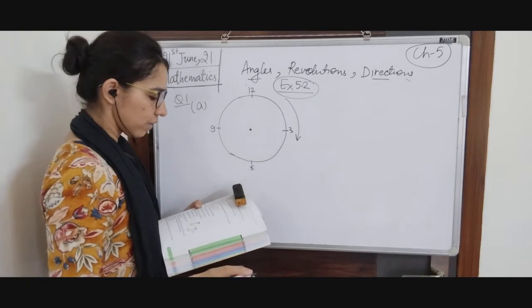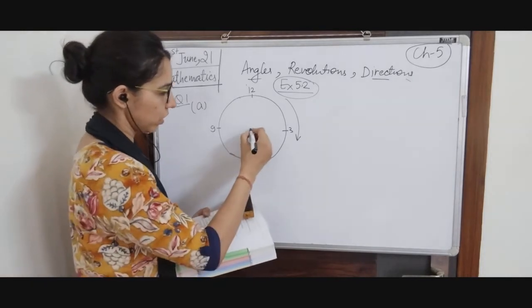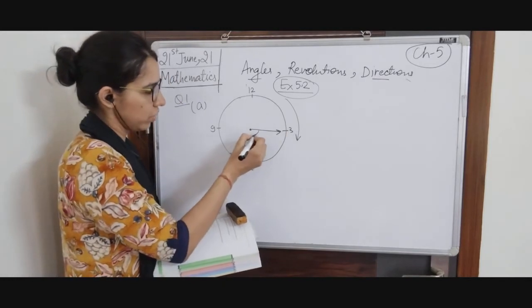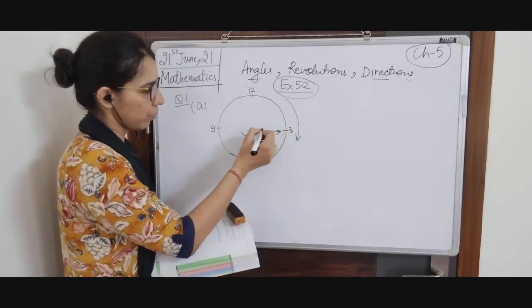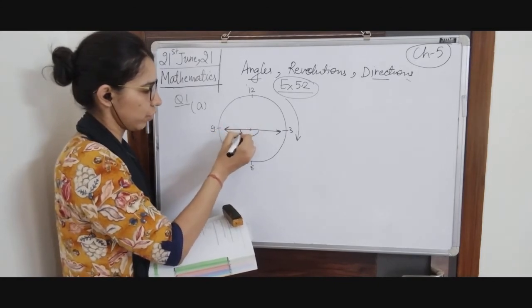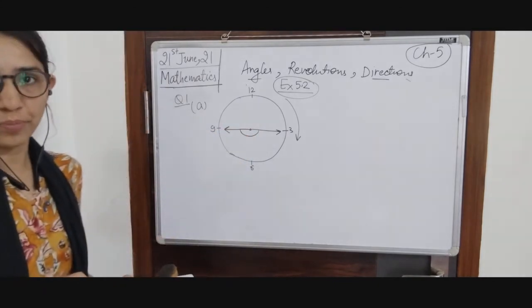Thus the hour hand of the clock turns through, so how much will it turn through if it is going from 3 to 9? It started from here, it moved, and it reached here, from 3 to 9.